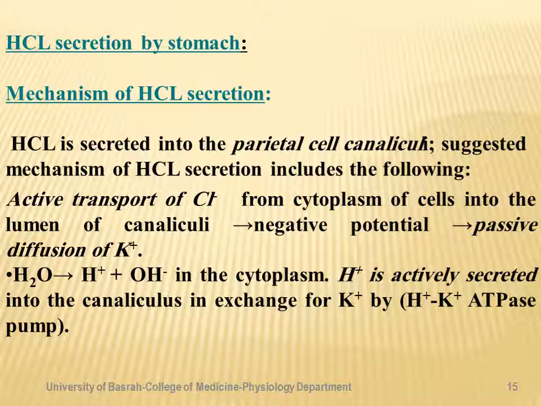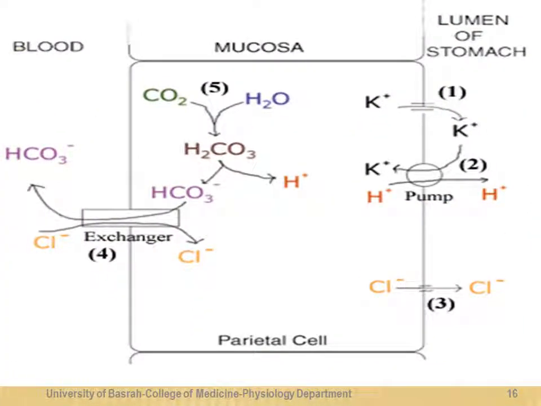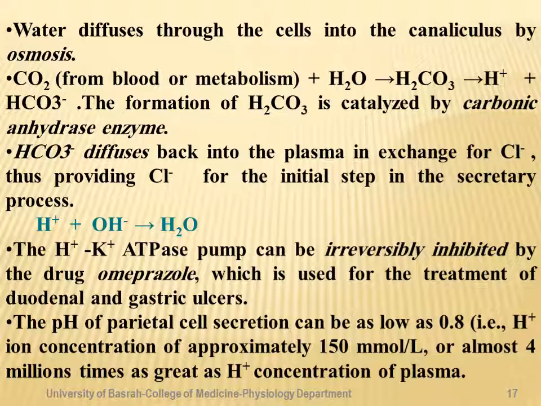الكلورايد يجي لي أيضا من السيتوبلازم اوف بارايتال سيل in exchange with أيضا بوتاسيوم. فإذا توفر لي كلورايد وتوفر لي هيدروجين باللومن اوف بارايتال سيل كانيكولاي، انصنع لي الهيدروكلوريك اسيد. طبعا هاي فد صورة توضح لي شلون يصير الرياكشن أو شلون يصير صنع الأسيد. طبعا الووتر diffuse through the cells into the canaliculus by osmosis مثل ما قلنا.